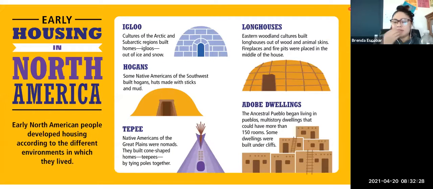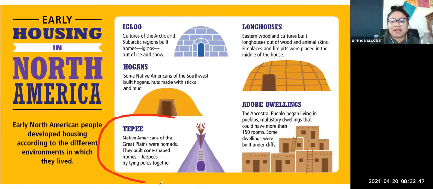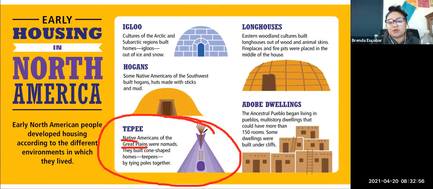So by the way, I am going to upload these slides into Canvas today during third period. Just want to let you guys know. I haven't uploaded them yet. But anyways, these are the kind of houses that a lot of Native Americans would have. Some of you guys might recognize this, the teepee, right? Some Native Americans in the Great Plains would build cone-shaped homes, and these are known as teepees.